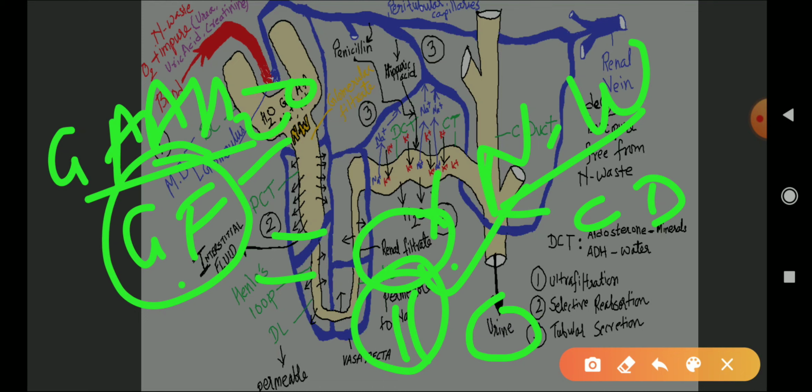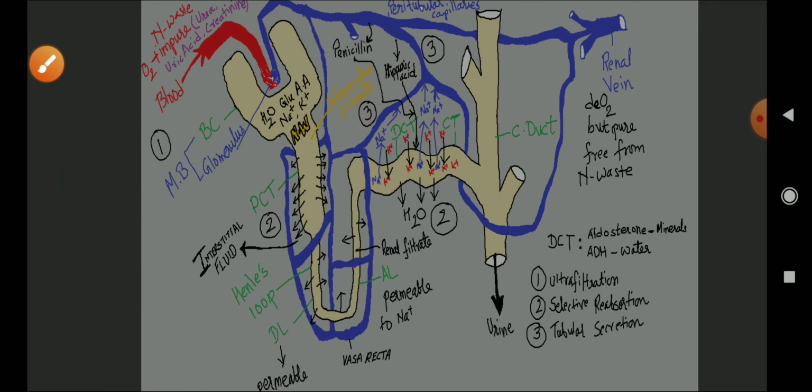Glomerular filtrate is formed after the process of ultrafiltration. Renal filtrate is formed after the process of selective reabsorption. That means after reabsorption of good substances, whatever nitrogenous substances are remaining inside the fluid, that is renal filtrate, and renal filtrate is equivalent to the urine because it contains mostly the nitrogenous waste materials, and this is how the urine formation takes place inside our kidney.